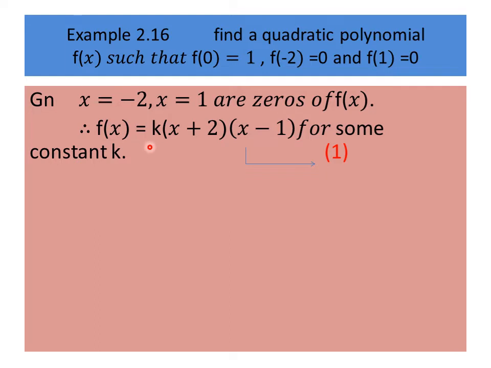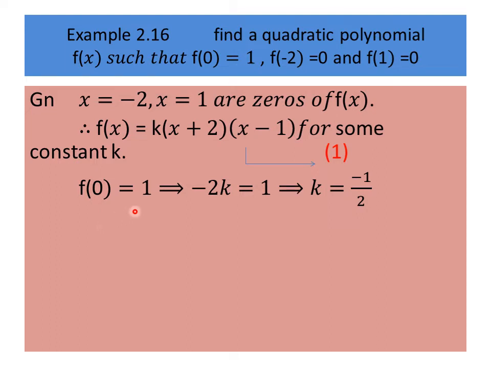So you can write the quadratic polynomial in this way. A constant into, you take this minus 2 to this side, x plus 2 into, same way take this 1 to this side, it will become x minus 1. So the quadratic polynomial will be in this form, a constant k into x plus 2 into x minus 1, for some constant k. Now you can take the next condition, f of 0 equal to 1 we have, isn't it?